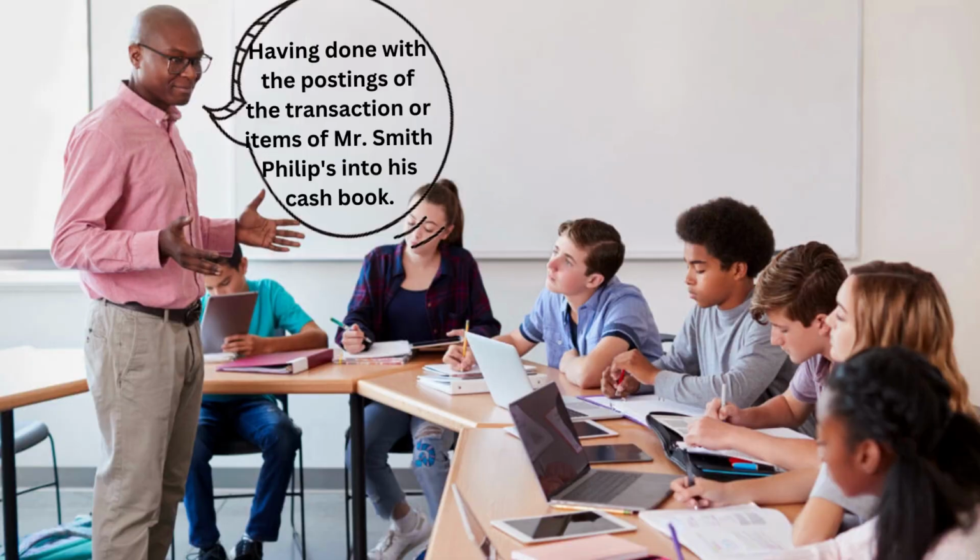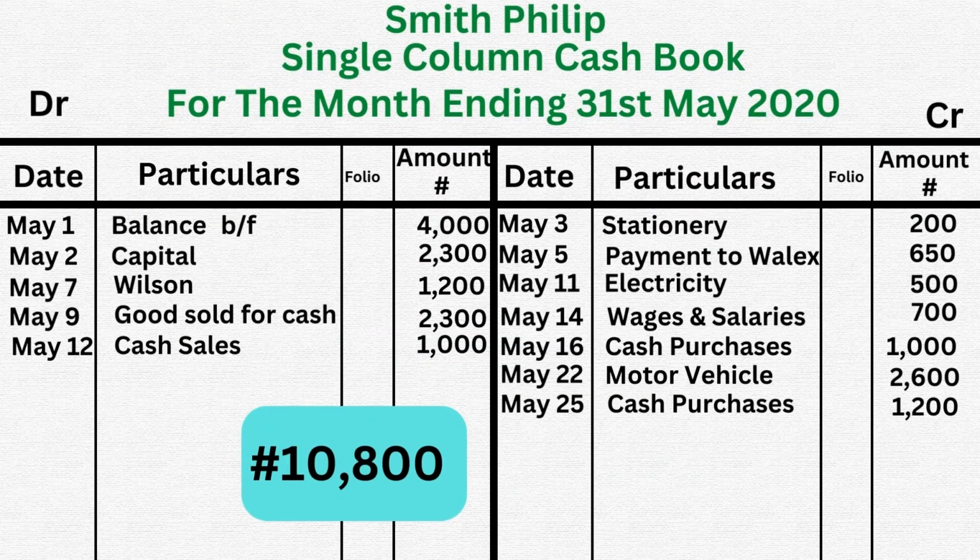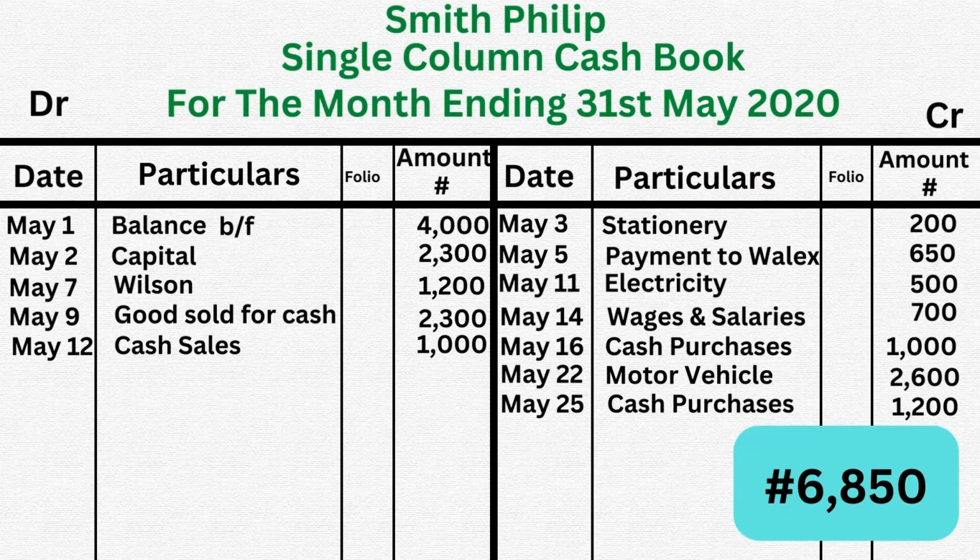Having done with the postings of the transactions or items of Mr. Smith Phillips into his cash book, now it is time to compute the figures on both sides, both the debit and credit side of the cash book, by ascertaining the cash at hand, which indicates the balance carried down. This term is usually abbreviated as balance carried down. The total value of the debit side's content gives us 10,800 naira, while that of the credit side amounted to 6,850 naira.